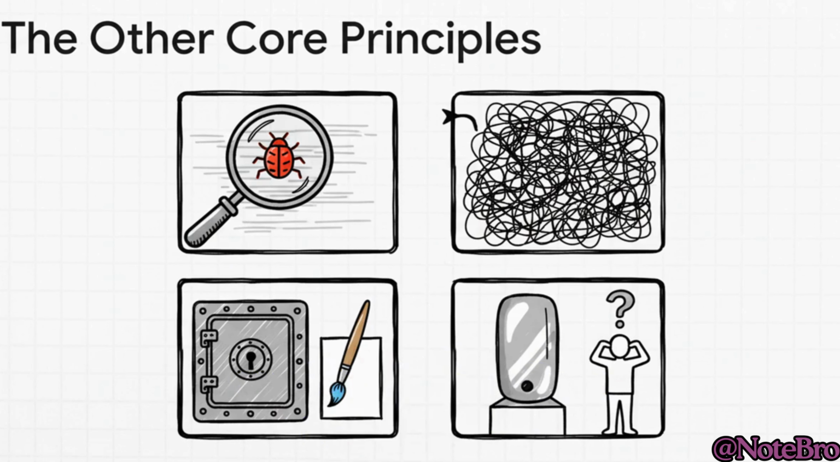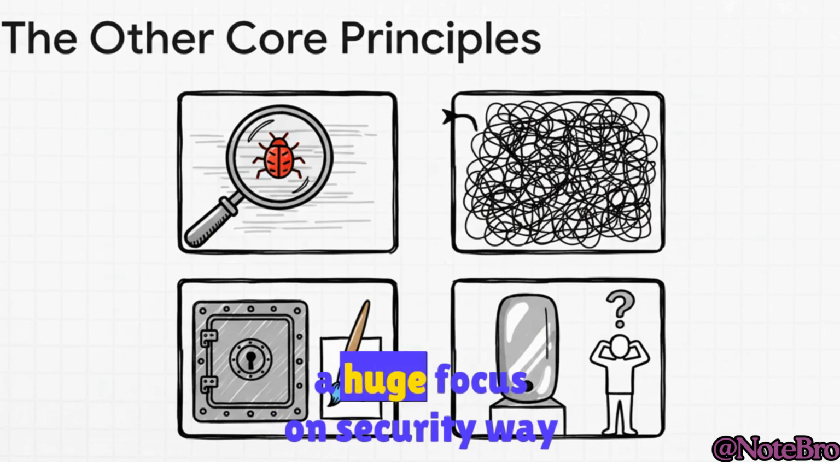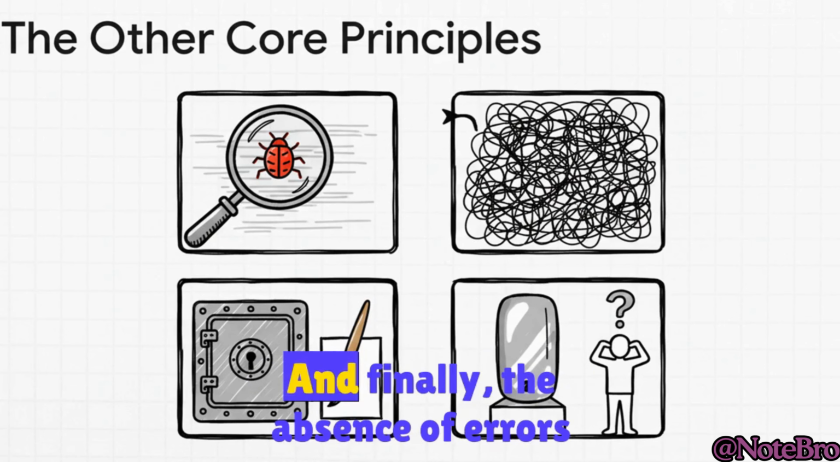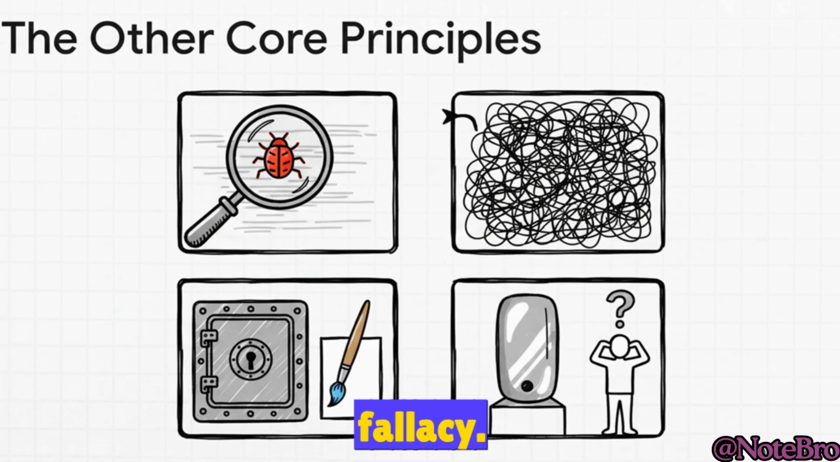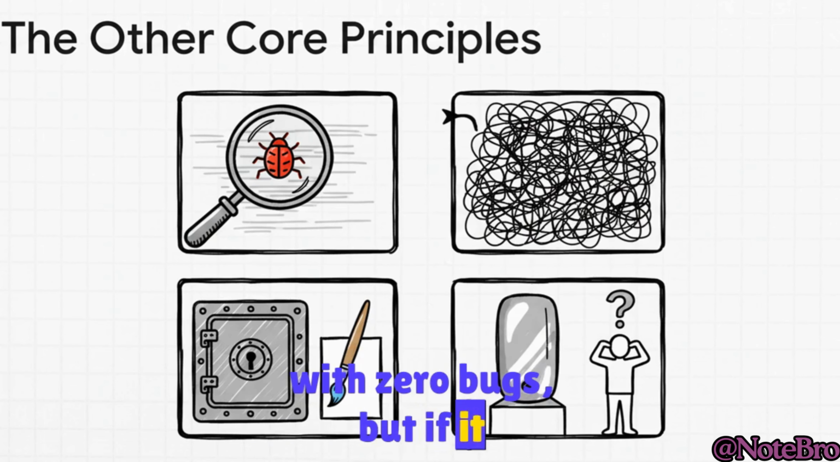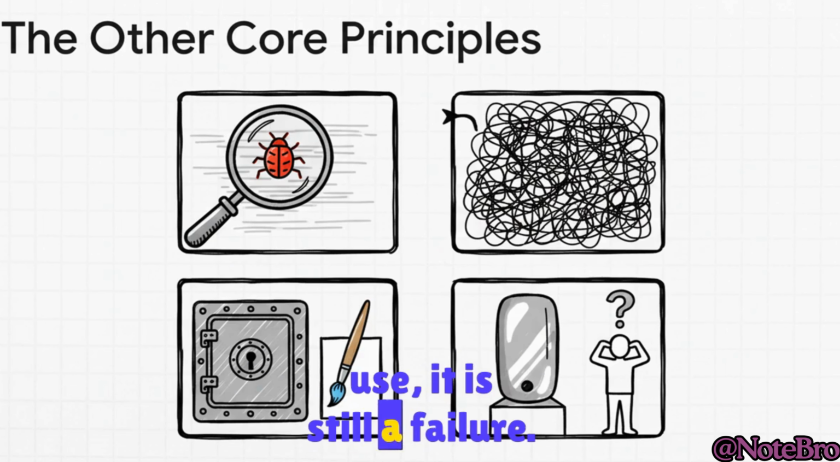It's not practical. Then we have the testing is context-dependent. You test a banking app with a huge focus on security way differently than you test a simple blog website. And finally, the absence of errors fallacy. This one's huge. A product can be technically perfect with 0 bugs, but if it doesn't actually meet the user's needs or it's a nightmare to use, it's still a failure.